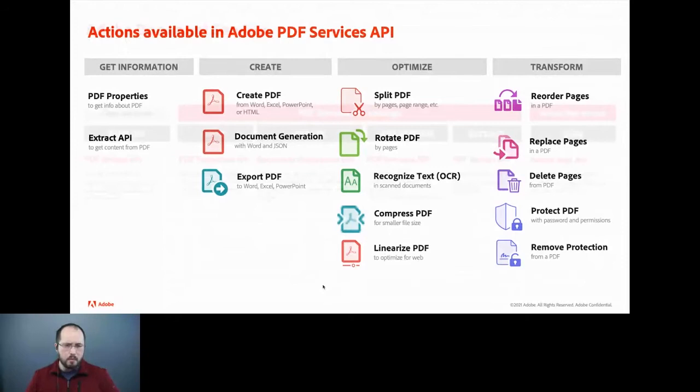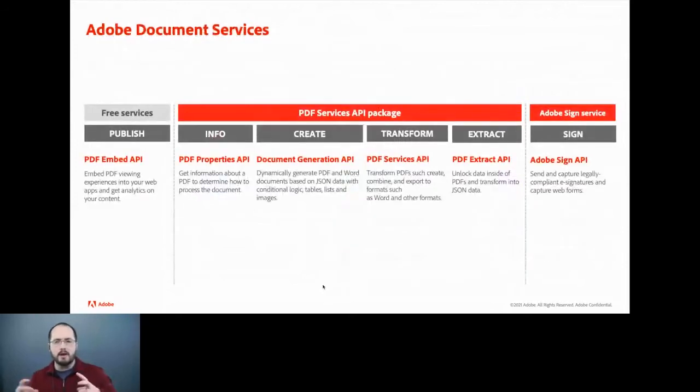But one thing that's important to note is that when you subscribe to PDF Services API and use it, all of those different services, whether it's Properties, Document Generation, PDF Services, or Extract, are all available as part of that. So if you start using our PDF Services API and you want to leverage some of the other ones available in there, it's all part of the same SDKs. It's all part of the same APIs and so forth.